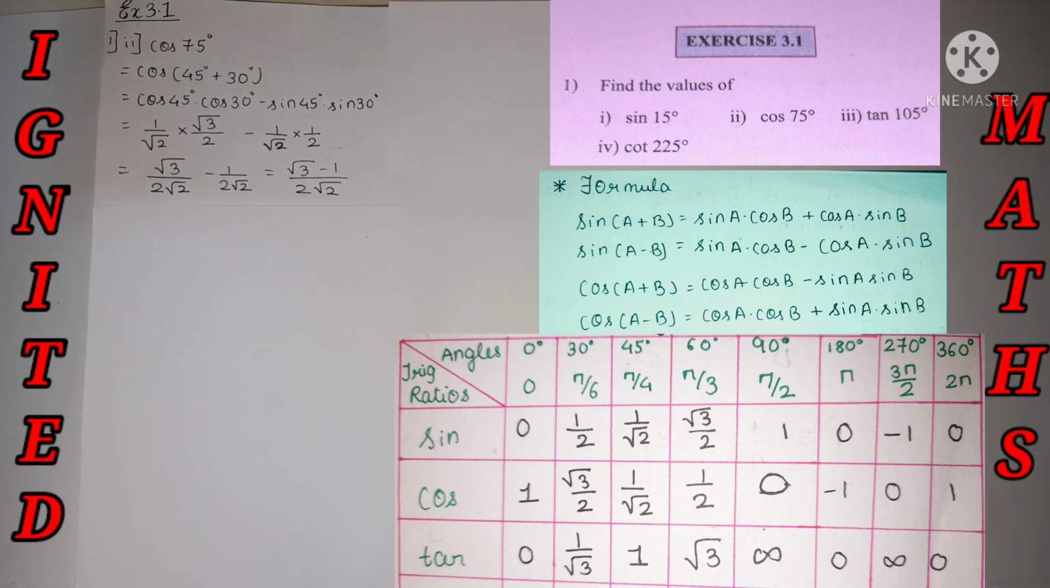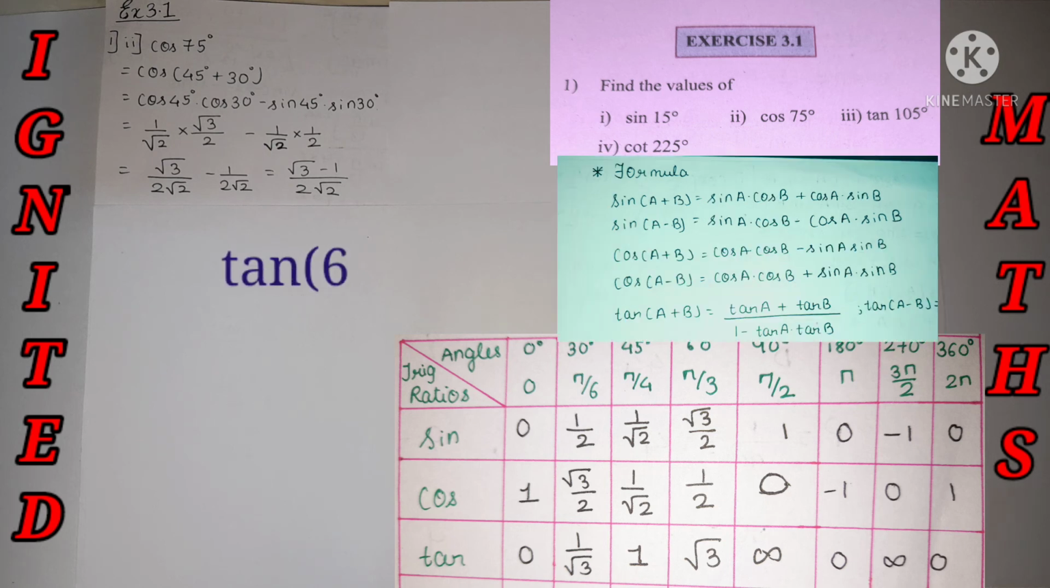For example, in the third sub-question, they have given us tan 105 degree. According to the trigonometric functions of compound angles, we can get the formula, but we need to take the angles from the trigonometric tables. It's nothing but 60 degree plus 45 degree is equal to 105 degree, and we have the values of 60 and 45 degree, so we can find it. So take the relation of 60 degree plus 45 degree. Please try it, and if you have any doubt, don't forget to comment. Let's take the fourth sub-question.